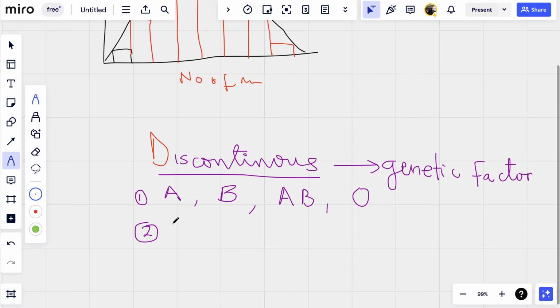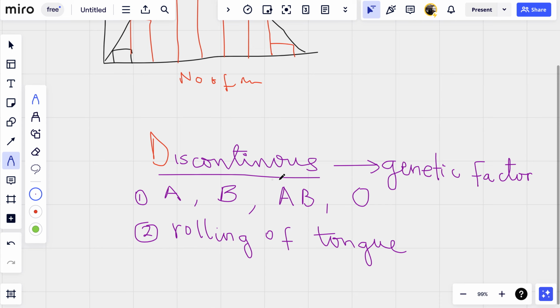Another example is the ability to roll the tongue. Even among children of the same parents, some can roll their tongue and some cannot. So it's an example of discontinuous variation. Let's take a look at rolling of the tongue. It's not caused by the environment. The factors that affect this ability to roll your tongue are not caused by the environment.